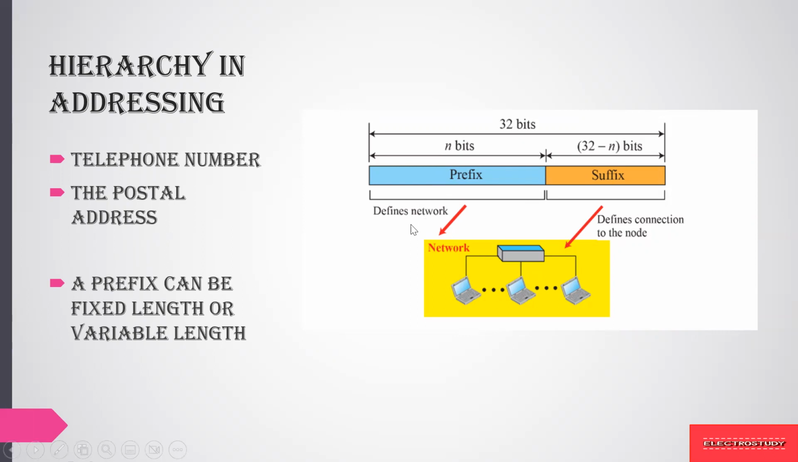Now this prefix will be completely defining the network, and this suffix will be defining the connection of nodes. So this is the complete network, and to which node it is connected will be defined by the suffix. So this is the hierarchy in addressing.